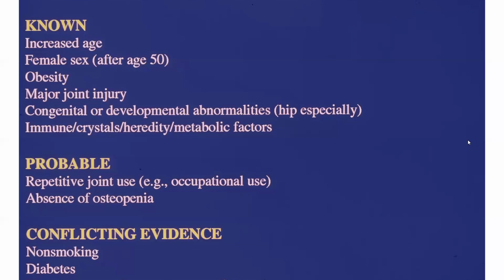There are some that are probable: repetitive joint use, such as occupational use. There are a number of studies, such as in professional soccer players in Europe, people that have had fractures, people that are jackhammer operators developing osteoarthritis of the wrists and fingers.